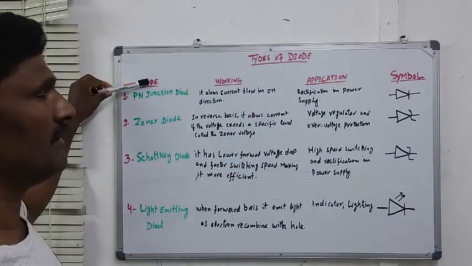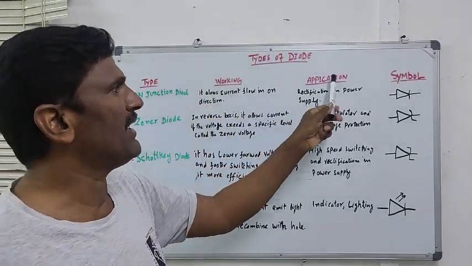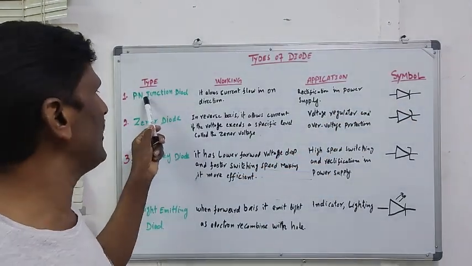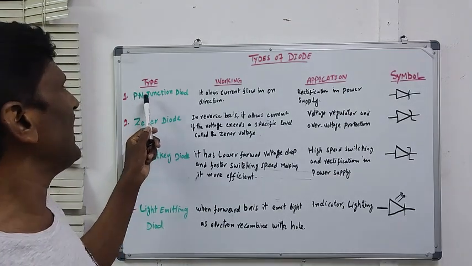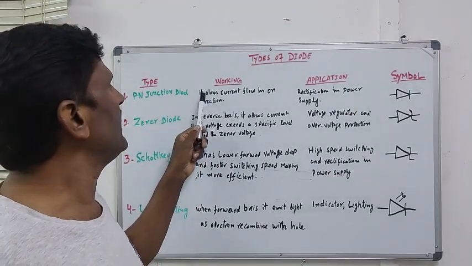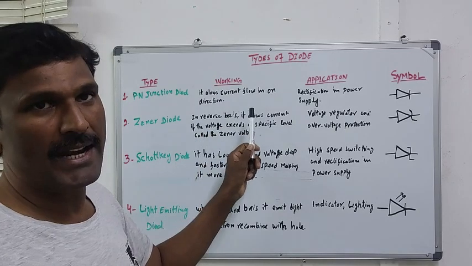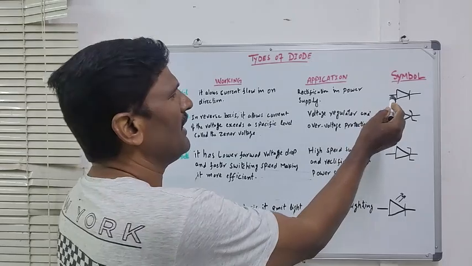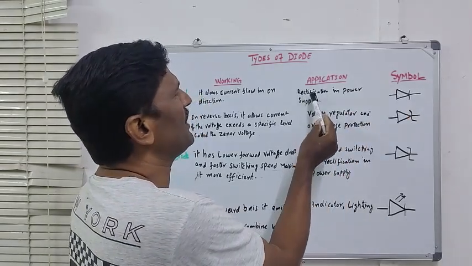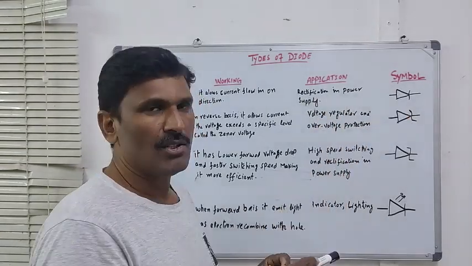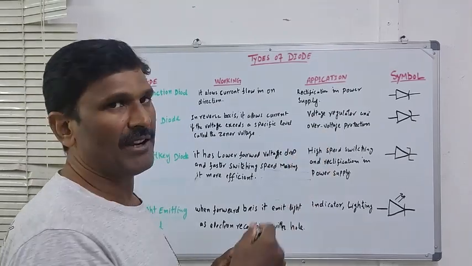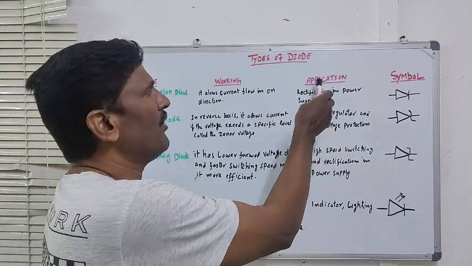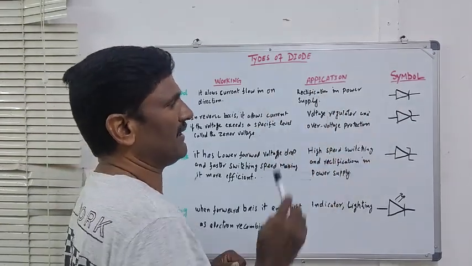Here we cover each type, its working, application and symbol. The first one is a pn-junction diode, also called a standard diode. It is very simple. How does it work? It allows the current to flow in only one direction, the forward direction. Where do we use it? Rectification in a power supply. It converts AC voltage into DC voltage.